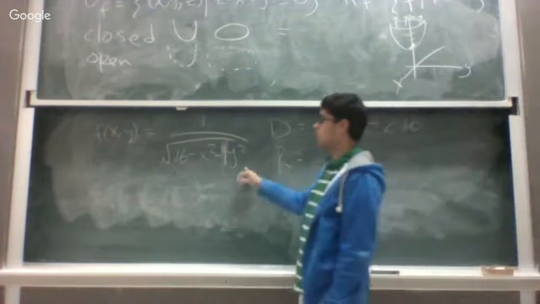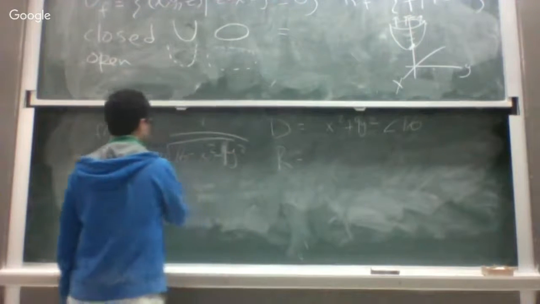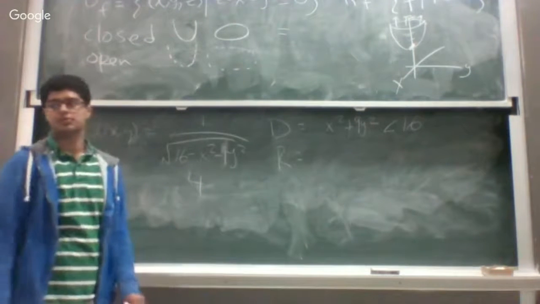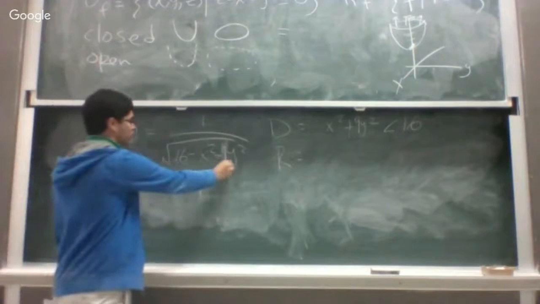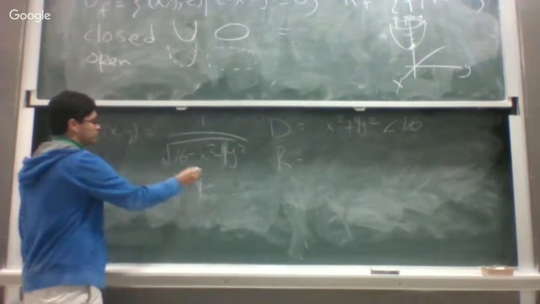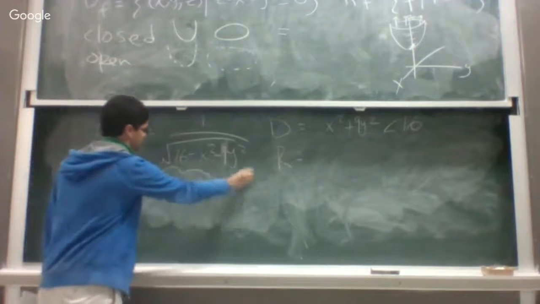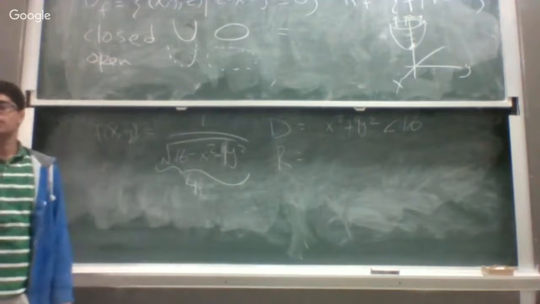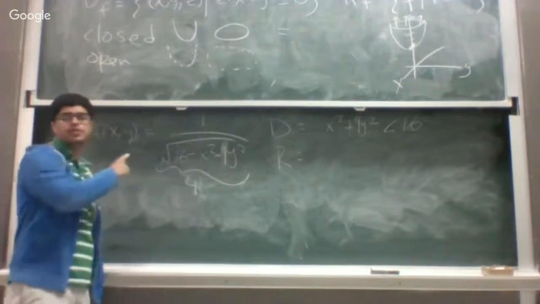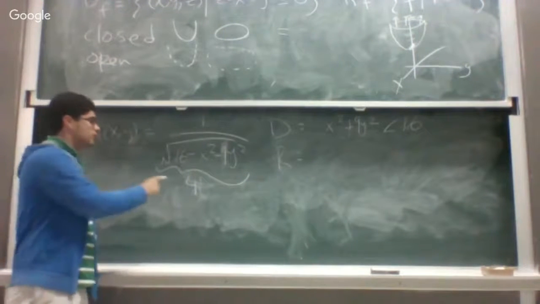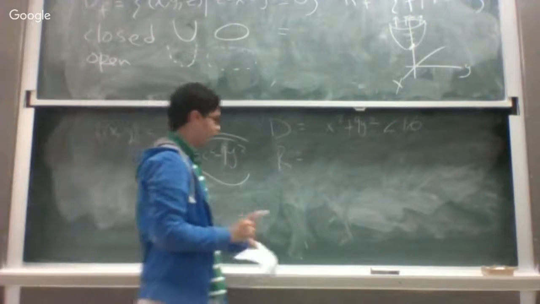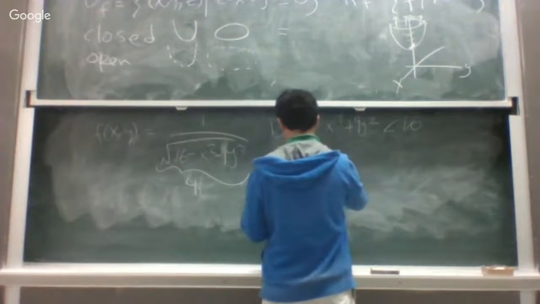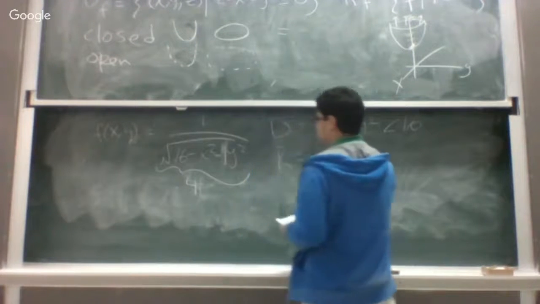The most the square root can ever be is what? 4. Because these could be the lowest values, or the square root of 16 would be 4, right? The most we can ever have inside the square root is 16. So then the greatest the function f can be is 1/4. Sorry, I said that backwards.